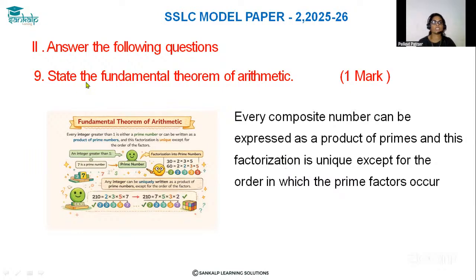Hello everyone. Second main, answer the following question. Look at the question number 9. State the fundamental theorem of arithmetic. Okay, so here the statement is: every composite number can be expressed as a product of primes, and this factorization is unique except for the order in which the prime factors occur.